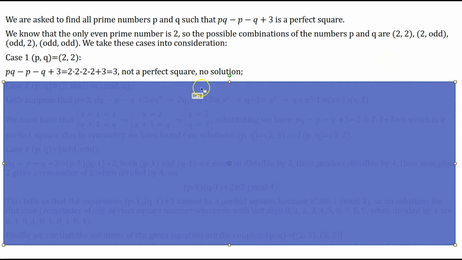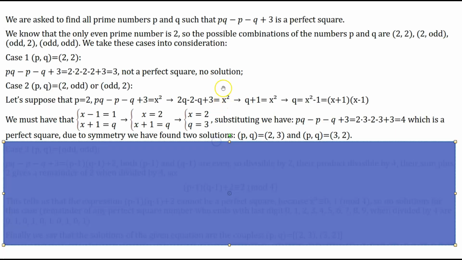Because of symmetry, we can only consider one case. Let's suppose that p is equal to 2, and we will have that pq minus p minus q plus 3 is equal to x squared, a perfect square. Substituting p equal to 2, we have 2q minus 2 minus q plus 3 is equal to x squared, or by doing all the operations on the left hand side, q plus 1 is equal to x squared, or q is equal to x squared minus 1, which is equal to x plus 1 times x minus 1.